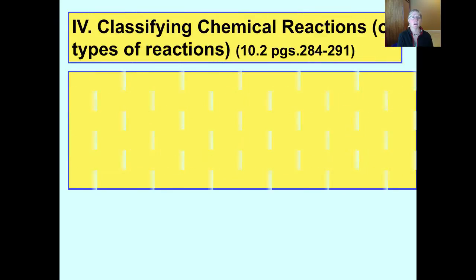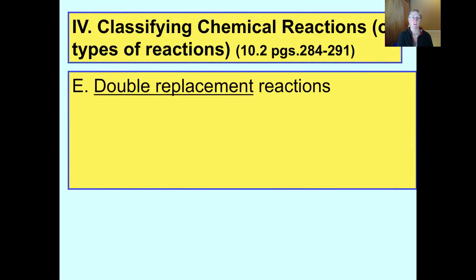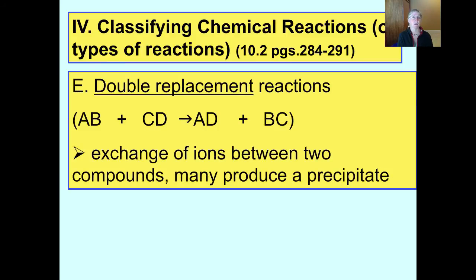There is another type of reaction that involves replacement, but we call this a double replacement reaction. I think of it as being analogous to two couples on the dance floor simultaneously cutting in on each other or trading partners. So AB and CD makes AD and BC. A lot of times it's a reaction between ions of two different compounds that are in an aqueous solution, and one of those products can produce a precipitate.